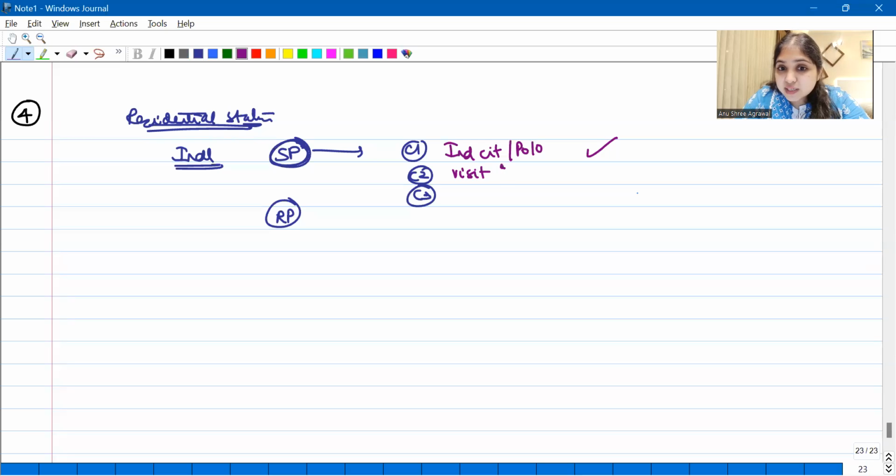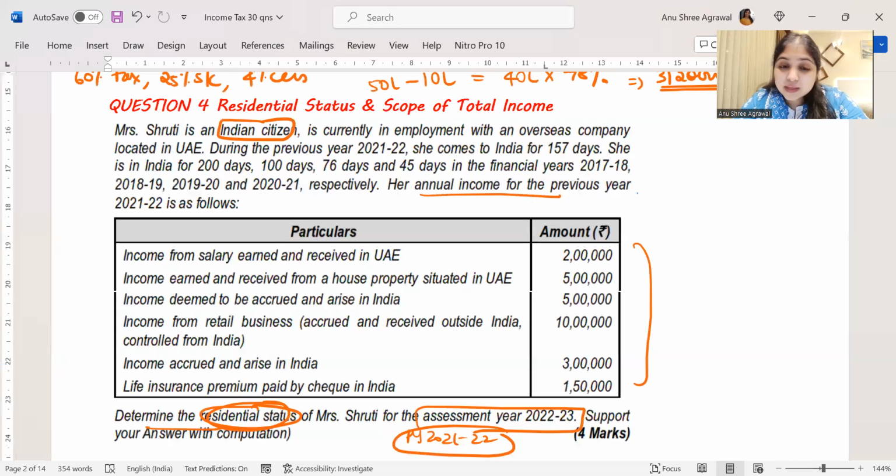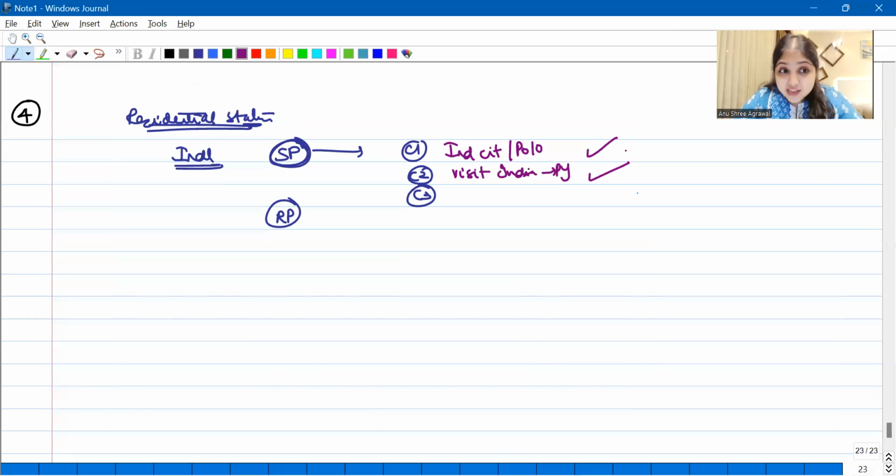This assessee must be visiting India in the previous year. Is this assessee visiting India in the previous year? Yes, if you notice, the question says she is employed in UAE and she's coming to India for 157 days. She's only coming to India on a visit. Yes, she's visiting India. Now comes the major discussion in this question.